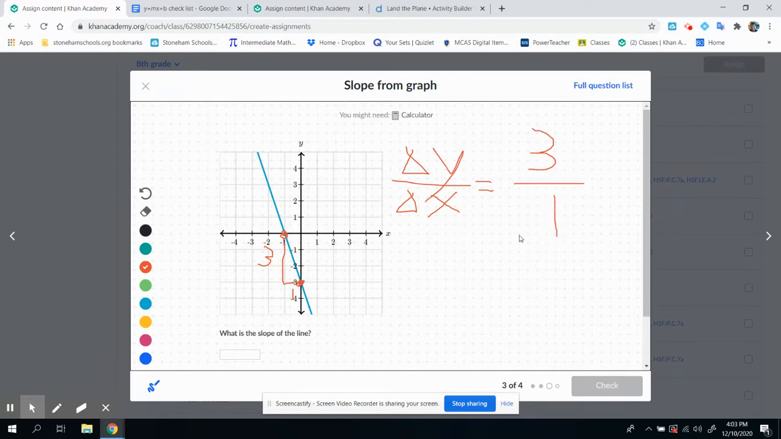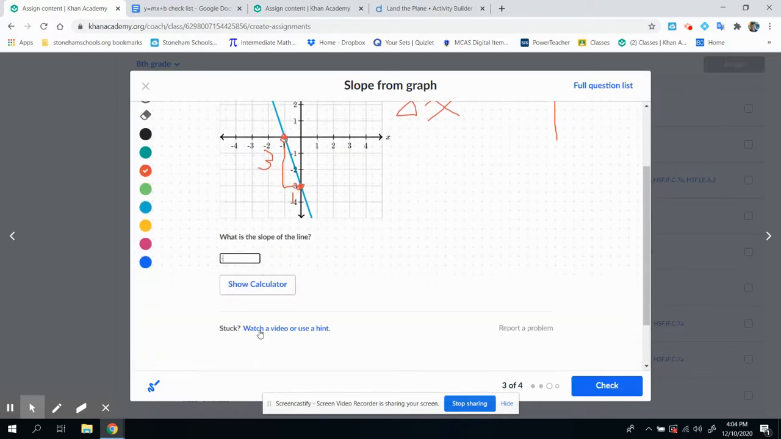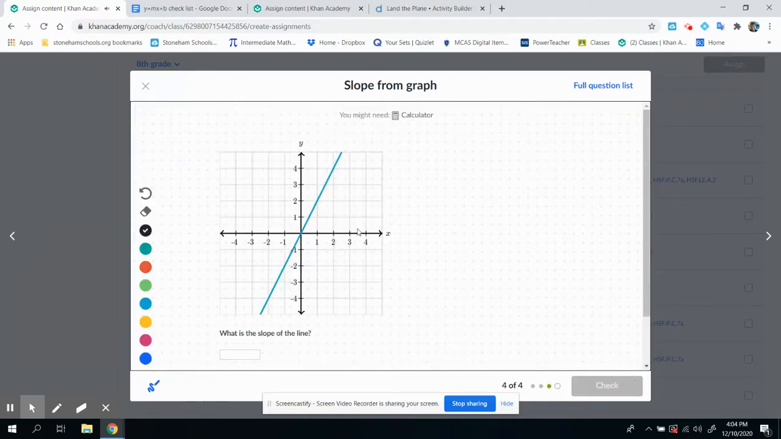Now, the other key thing to notice is that this is a negative slope. The line is going down as you read the graph from left to right. So I'm going to enter it as negative 3, right? Because 3 over 1 is just 3, and it's a negative slope. Nice.